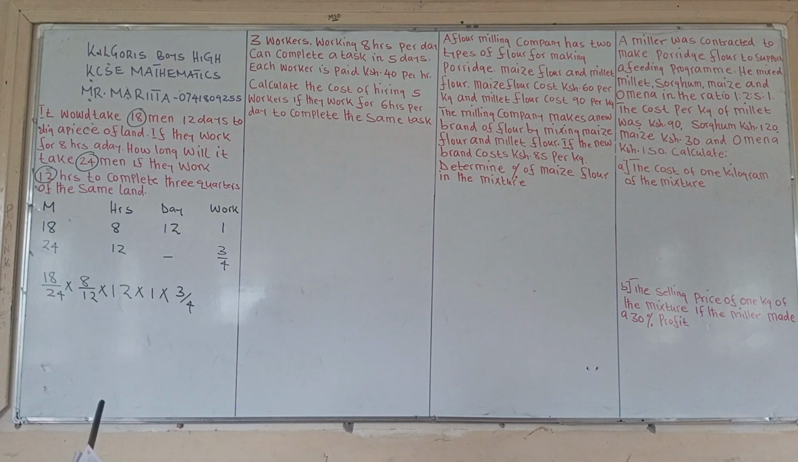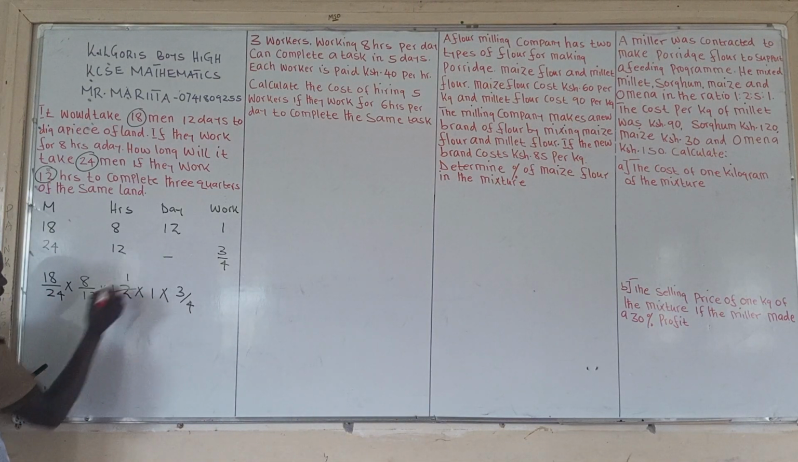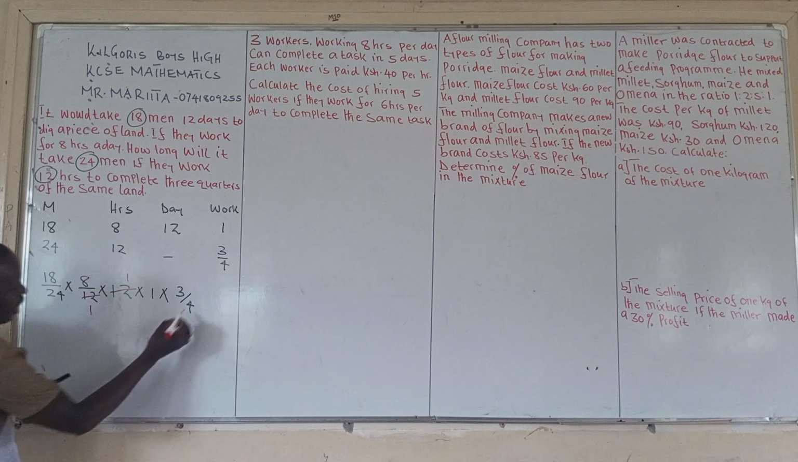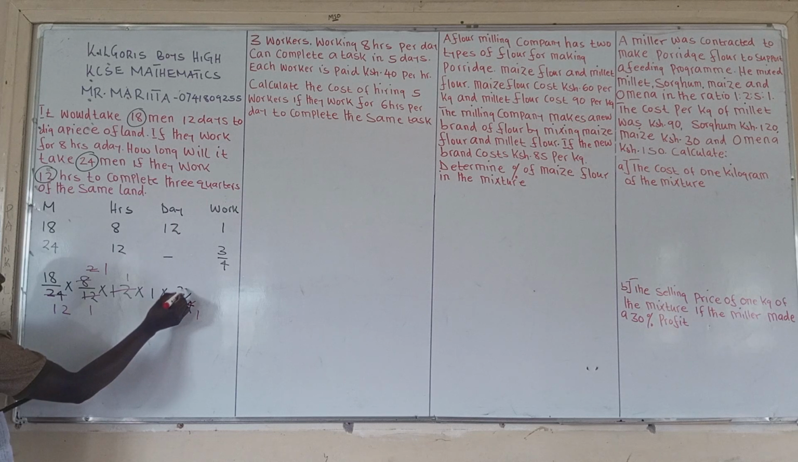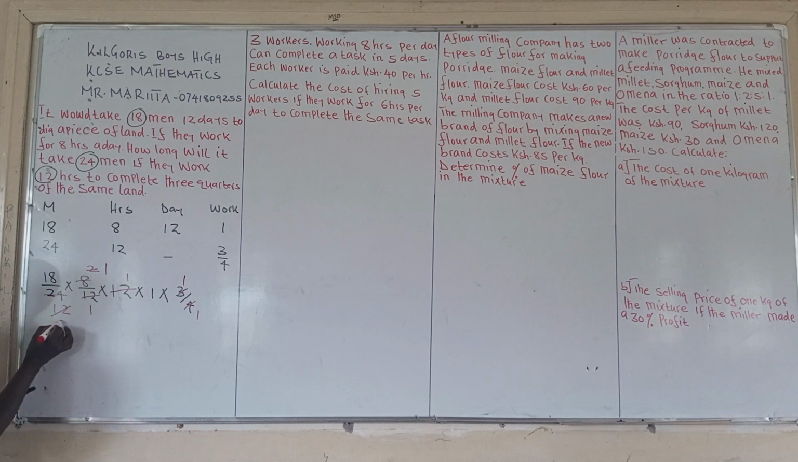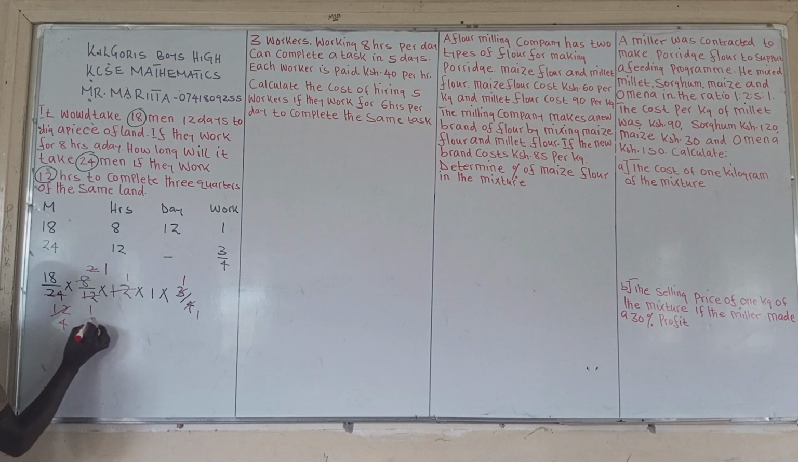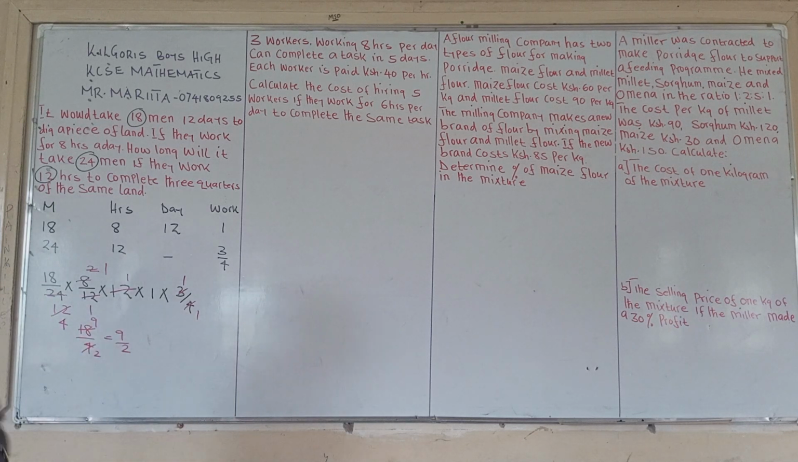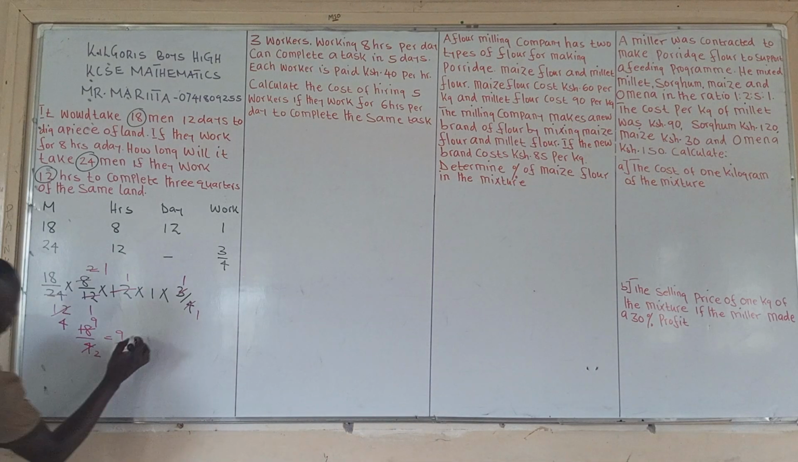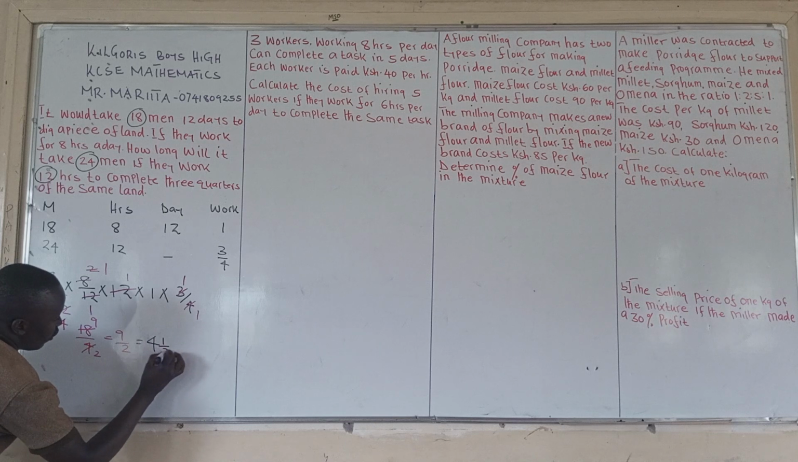So if we can solve this one, we have 12, 1, and this one here. Then we have 4 here 1, 4 here 2. We have 2 here 1, 2 here 12. We have 3 here 1, 3 here, in this case 4. So from here we remain with only 18 over 4. So we have 2 here 9, 2 here 2. So this is 9 over 2, and 9 over 2 is equivalent to 4 and 1 over 2 days.